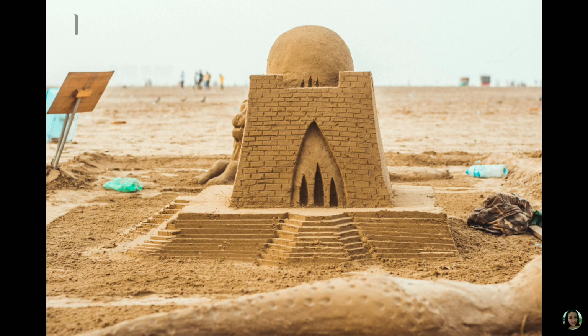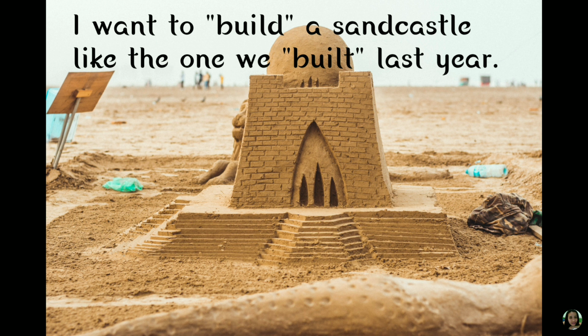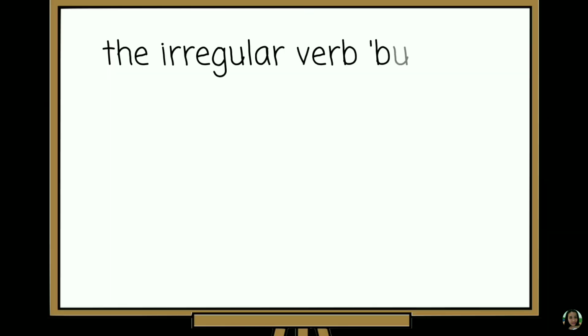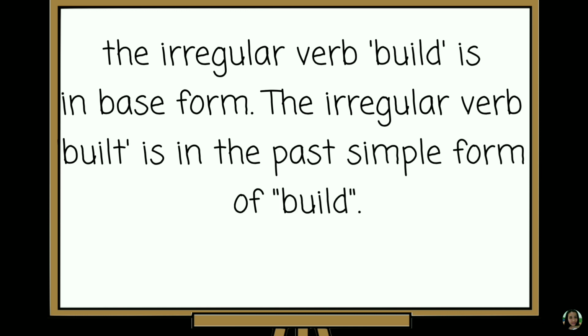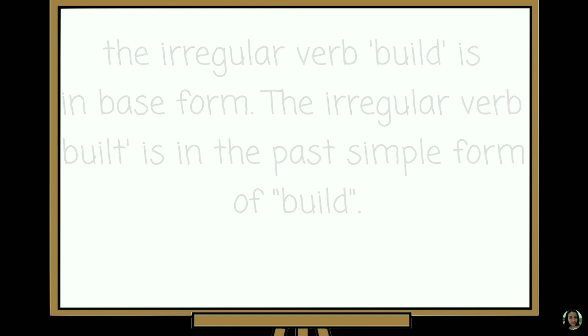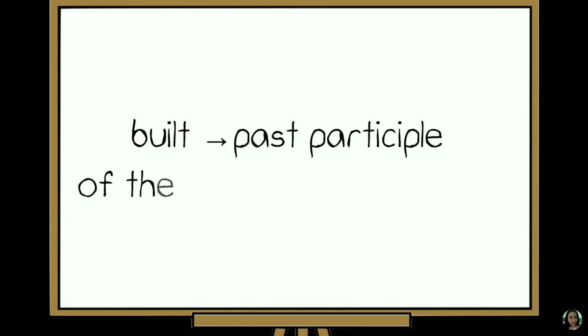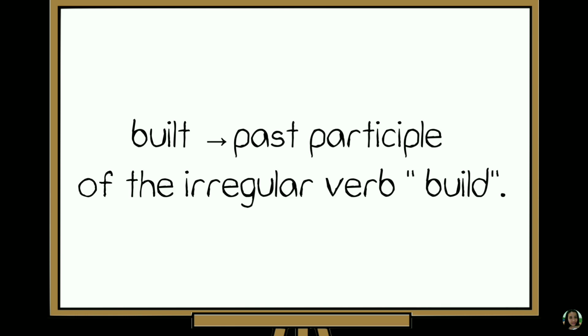Another example: I want to build a sandcastle like the one we built last year. In this example, the irregular verb build is in the base form. The irregular verb built is the past simple form of build. When you look at the complete list of the examples, you'll notice that built is also the past participle of the irregular verb build.